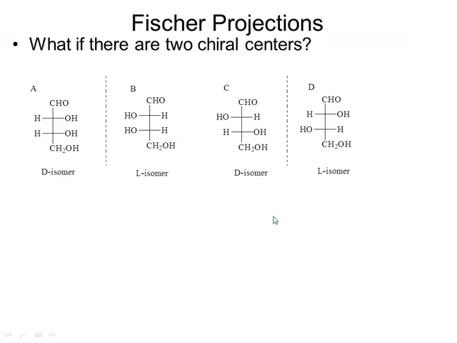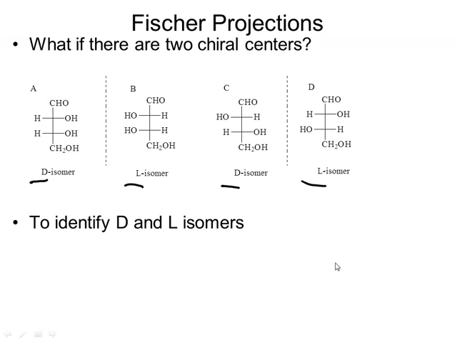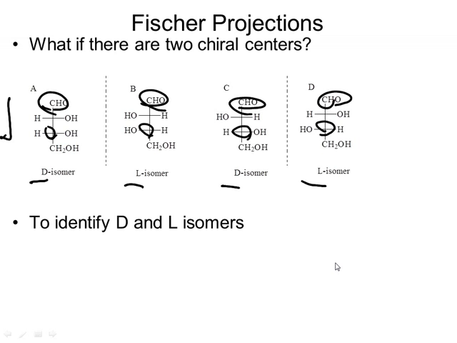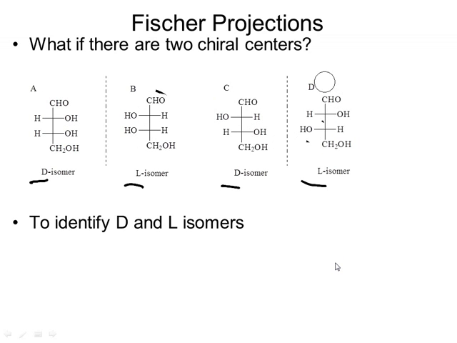However, we can sometimes have two chiral centers. So now I've got four possibilities here. We identify them as D and L by looking at the highest numbered chiral center, or another way to think about it is if the aldehyde or the carbonyl is at the top, then the lowest chiral center is what designates D and L. So since this hydroxyl group is going to the right, that's a D. Since this hydroxyl group is going to the left, that's an L. Here it's a D, L. We always look at the last one to call it D and L. That's how we designate them.